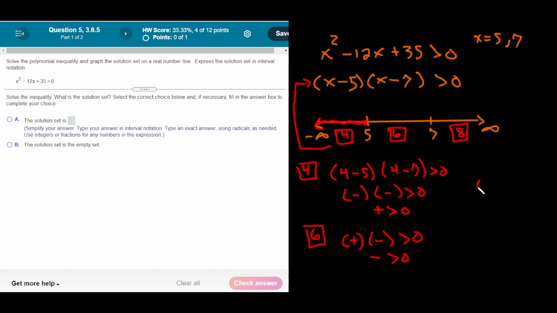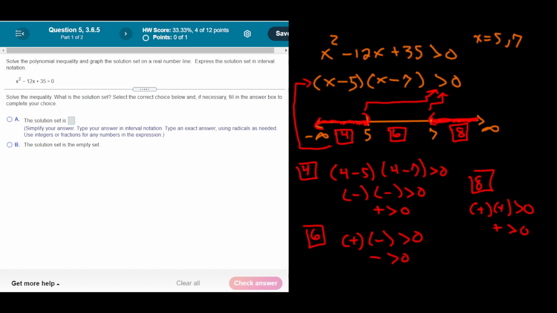Quickly, let's plug in 8. Plug an 8 here, it's going to be positive. Plug in 8 here, it's going to be positive. Positive times a positive is a positive. Is a positive greater than 0? Yeah. Shade everything there. We're almost done. So depending on the symbols rely on whatever the inequality is. And there is no equal sign, so we're going to put parentheses.